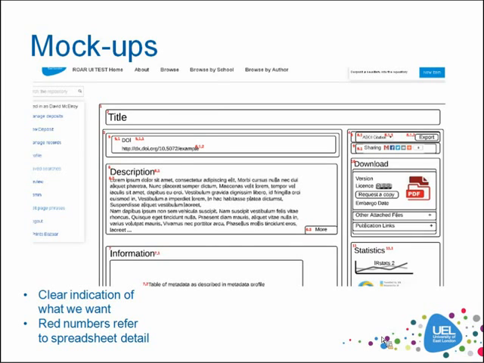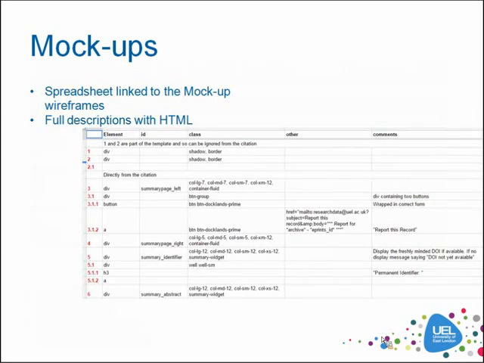The little red numbers you can see there correspond to a spreadsheet which describes exactly what HTML elements the summary page has and where what you see on screen should be pulled from in the ePrint record. And there's the spreadsheet with the HTML elements and any other information.